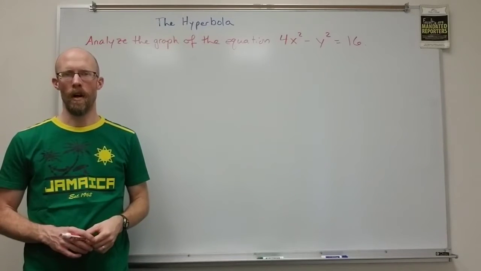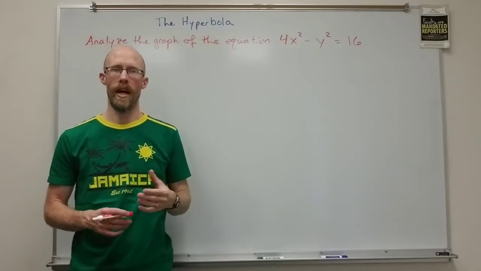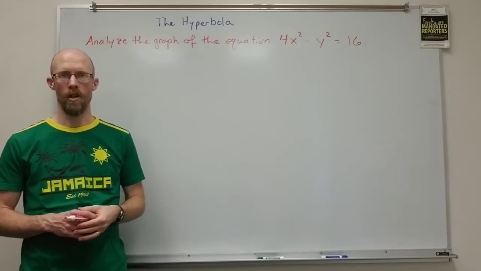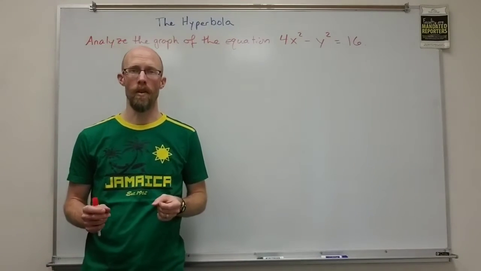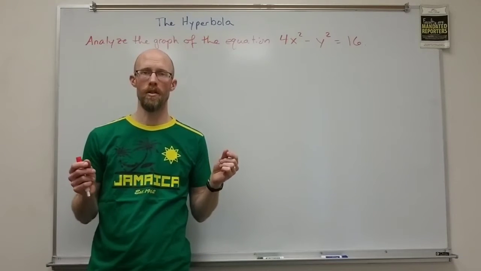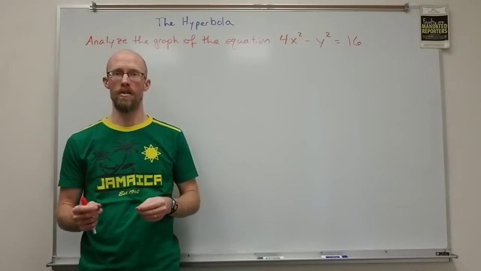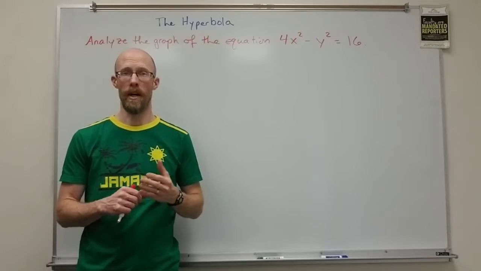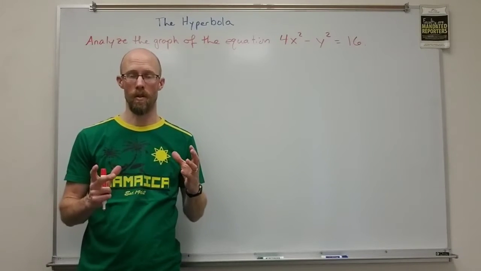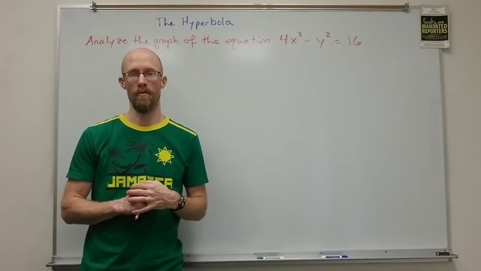In this example of a hyperbola, we're given the equation of a hyperbola and we're asked to analyze the graph. Now, generally speaking, when asked to analyze the graph, there are several things we're going to be doing. We're going to find the foci, the vertices, the oblique asymptotes, the transverse axis, the conjugate axis, the center, and plot the graph. So it's just a ton of things we're going to do, and we're going to try to get all those details figured out.